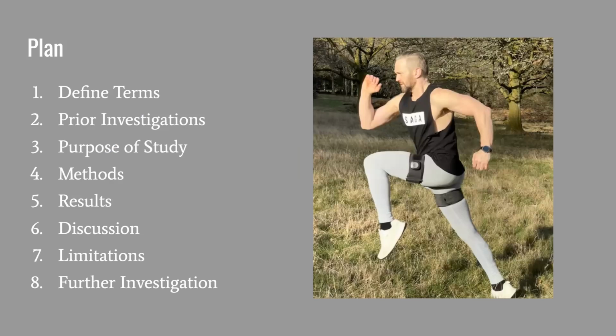All right, so the plan is to define the terms of vertical jump, PAP, and BFR. We're going to look at prior investigations of PAP and BFR on both muscular and jump performance. Then we'll understand what the purpose of our study is based on those prior investigations, and then how we did the study, the results we found and what they mean, some limitations that our study had, and last but not least, the many different directions that further investigation can expand on this idea.